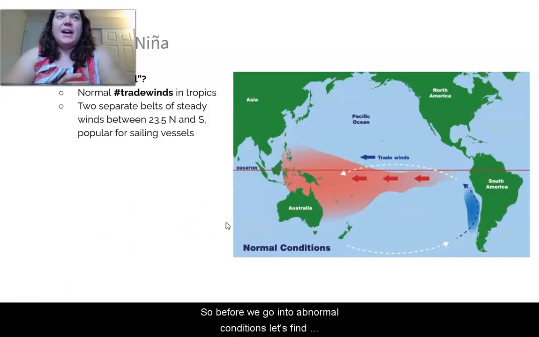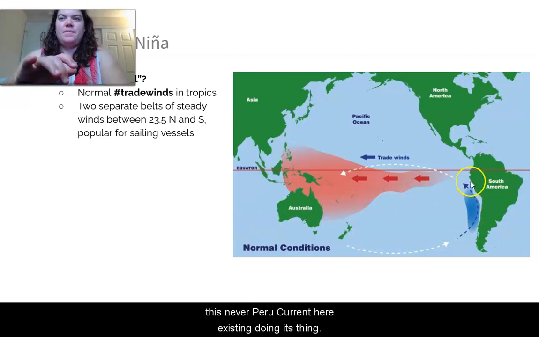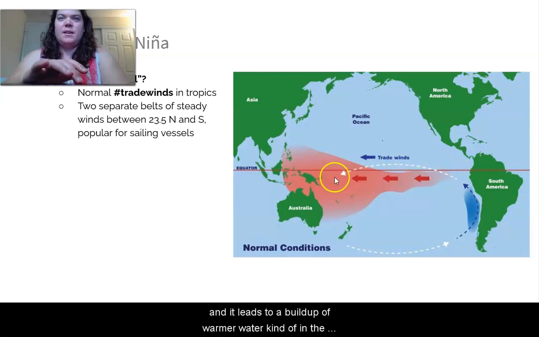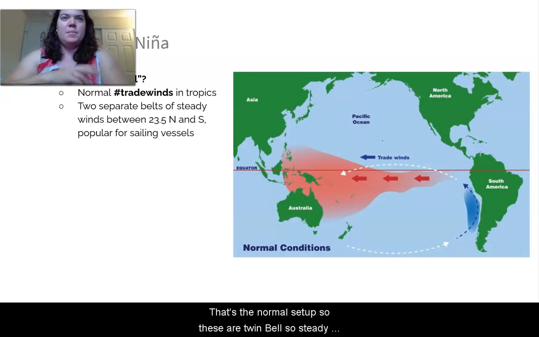So before we go into abnormal conditions, let's find out what normal is. The normal trade winds look like this. We have the Peru current here, doing its thing, and we have a general circulation like this. The winds move from the east to the west across the equator, and it leads to a buildup of warmer water in the western Pacific. Not too much, just a little bit. That's the normal setup. These are twin belts of steady winds at 23.5 degrees north and south, and they were very popular for sailing vessels, so they called them the trade winds.